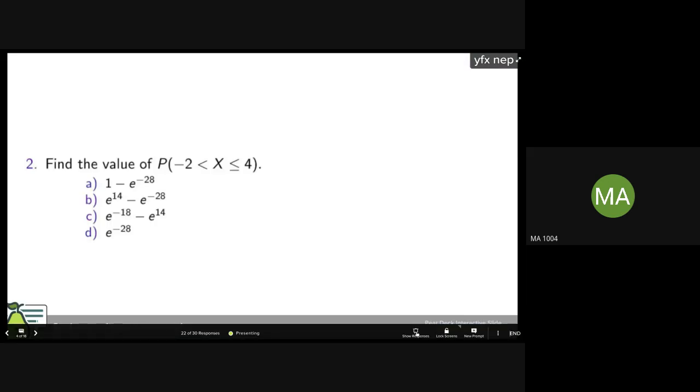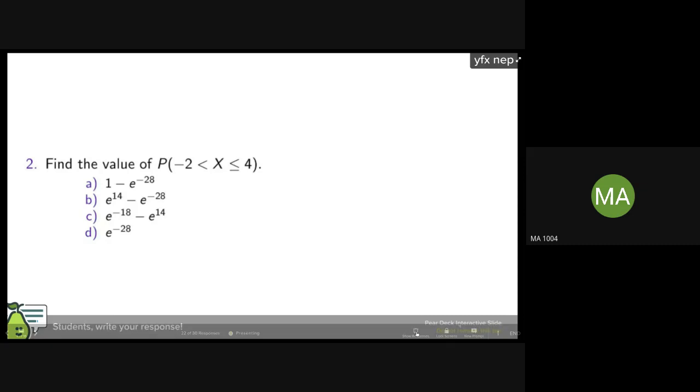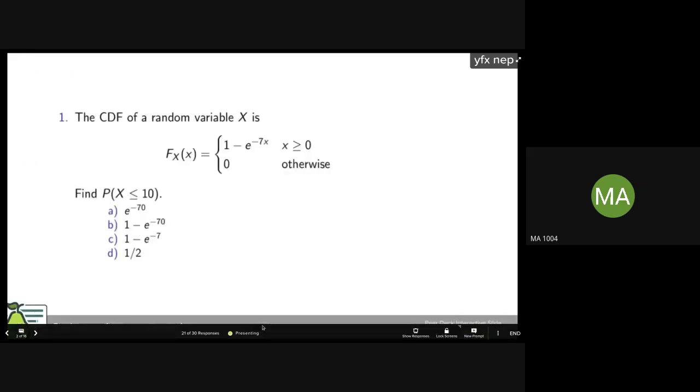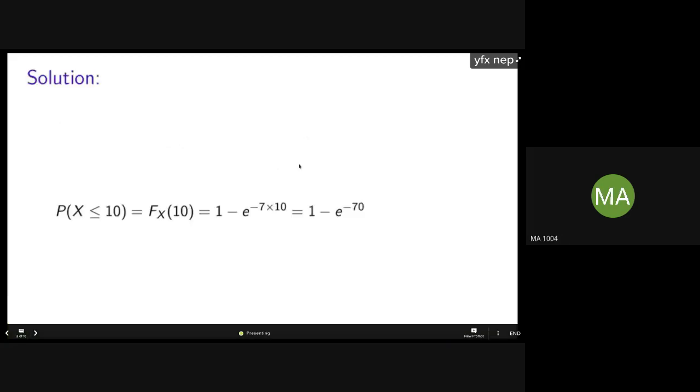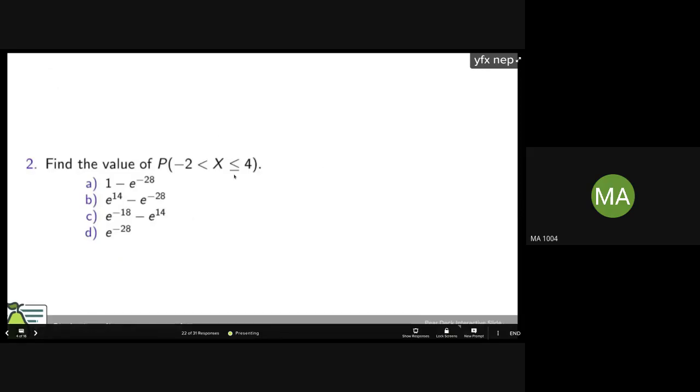Now what happened here is x is a continuous random variable, and it has the CDF which you have seen there. Now we have to find the probability that x should be between -2 and 4. And if I go back, what is the range of x? Greater than or equal to 0. So when I say the probability that x is between -2 and 4, what does that mean?